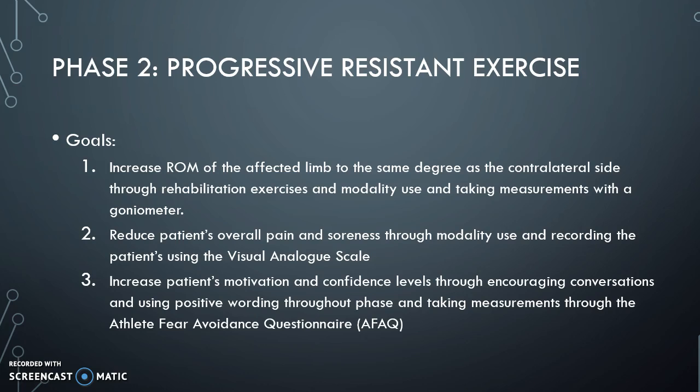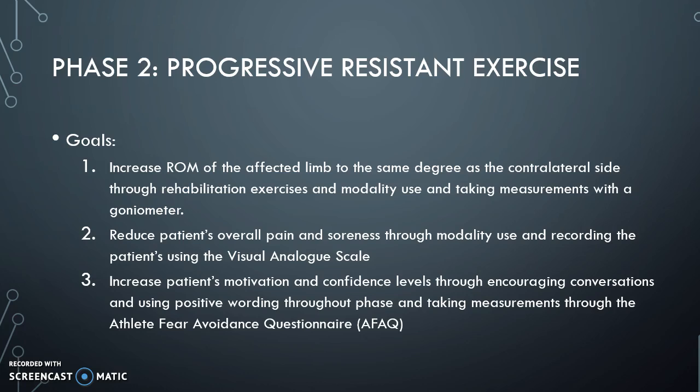Phase 2 deals with progressive resistance exercise. This is when we have a great deal of tissue healing and we've removed the immobilization. So our goals for this phase: we want to increase range of motion of the affected limb to the same degree as the contralateral side through rehabilitation exercises and modality use, taking measurements with a goniometer. Pretty subjective, but we can use that as our measuring tool.